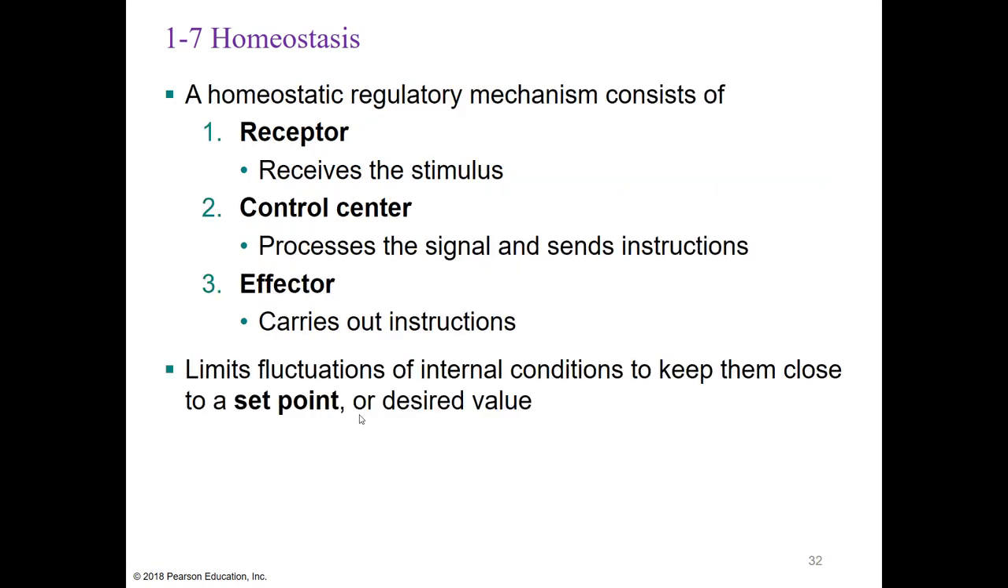Homeostatic regulatory mechanism is going to consist of three main things: a receptor that receives the stimulus, or as I like to simplify it, picks up on the problem. The control center will process what's going on with the problem and then send out instructions for how to fix the problem. The effector will carry out the instructions. This will limit the homeostatic fluctuation to keep them close to normal, or the checkpoint that we really want. This is going to help keep us in that happy range.